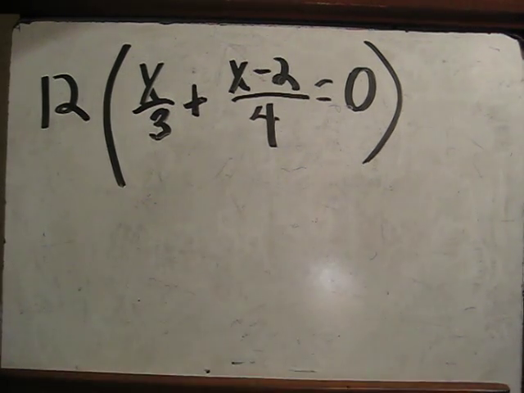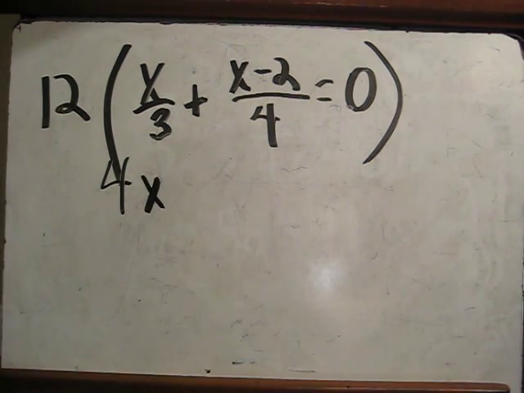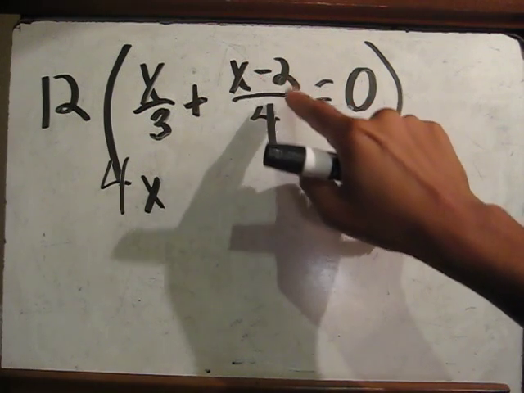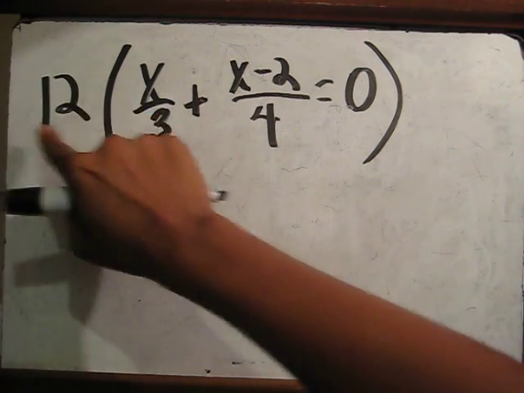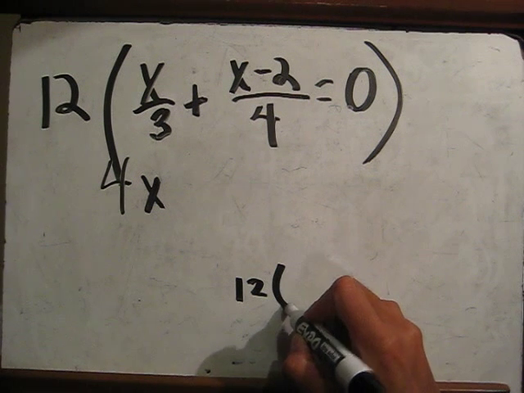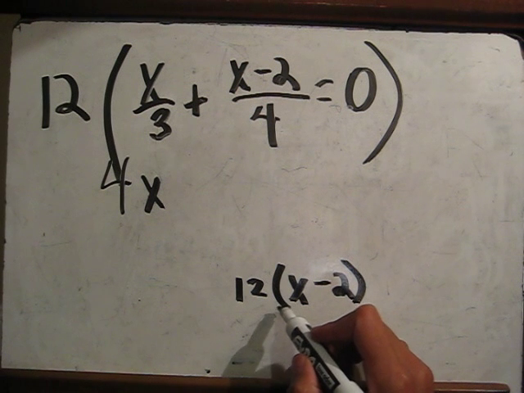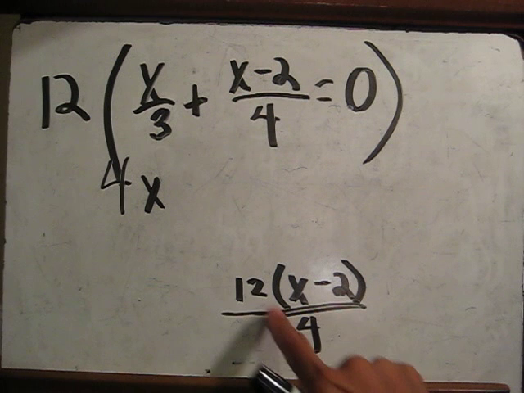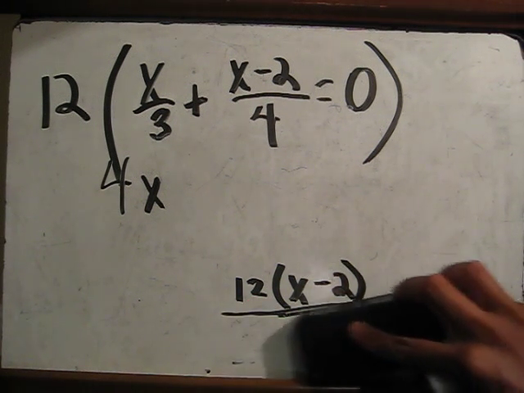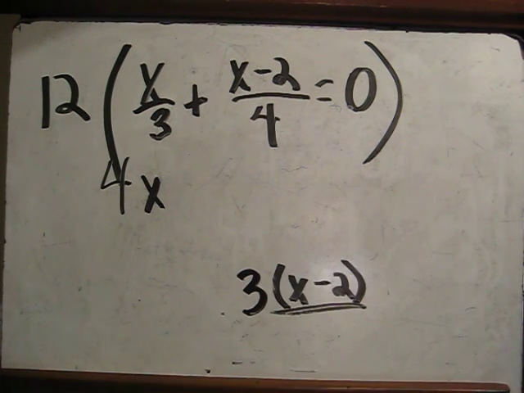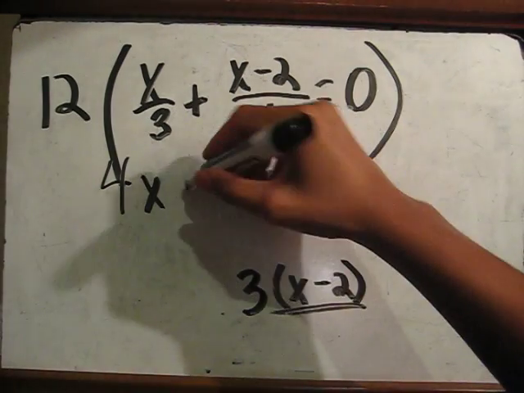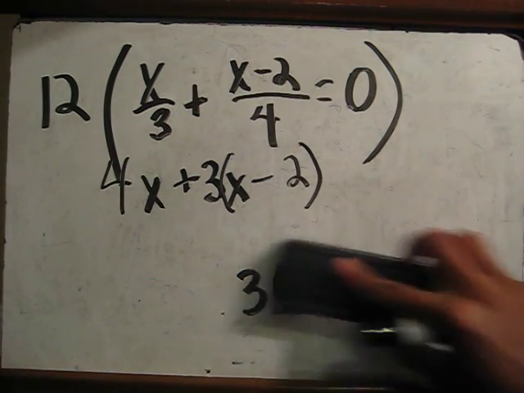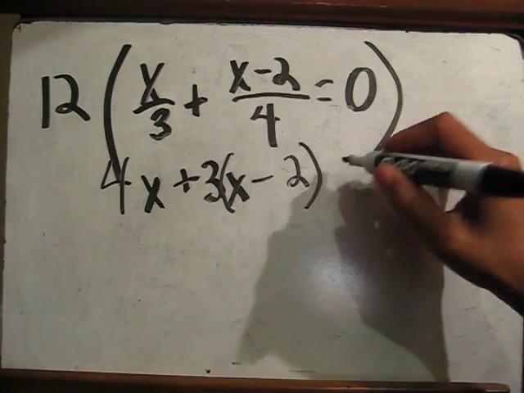Actually, let me rewrite that so it's up a little higher. 4x. Now this is where it gets a little tricky. 12 times x minus 2 over 4. If I were to rewrite this, it looks like this: 12 times x minus 2, over 4. Now remember, we can simplify the 12 and the 4. It's really 12 divided by 4, which is just 3. So we can take this and place it up over here. So plus 3 times x minus 2. And 12 times 0 equals 0.